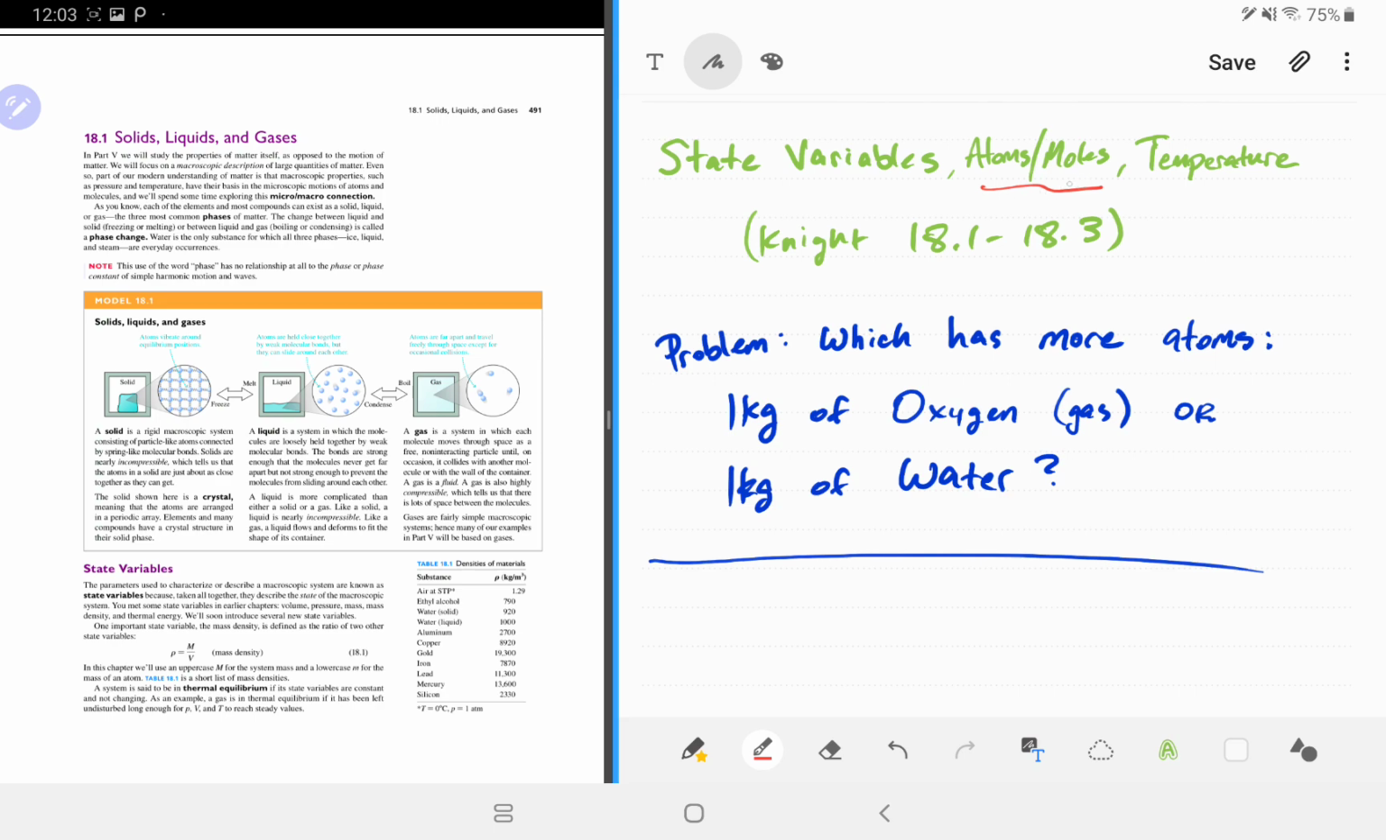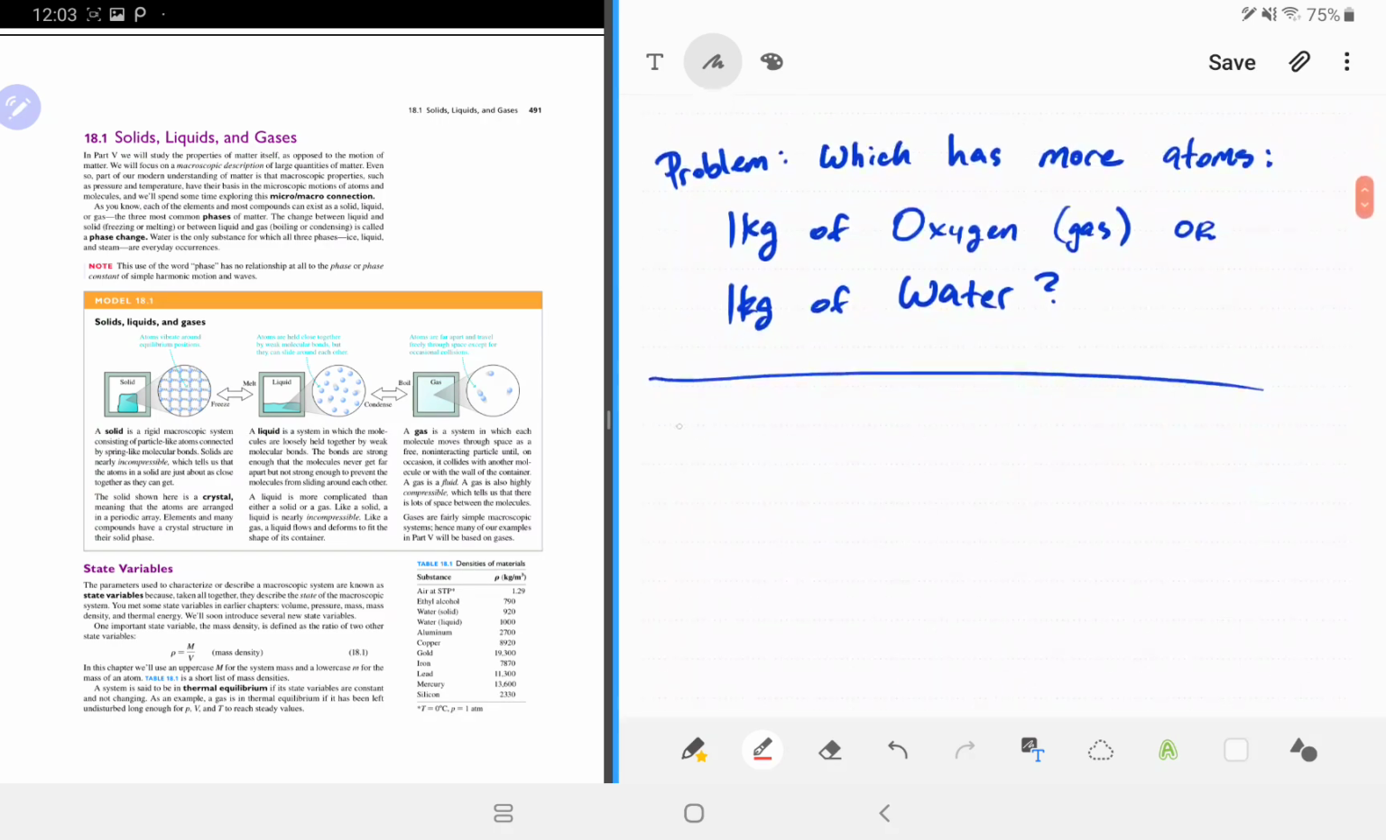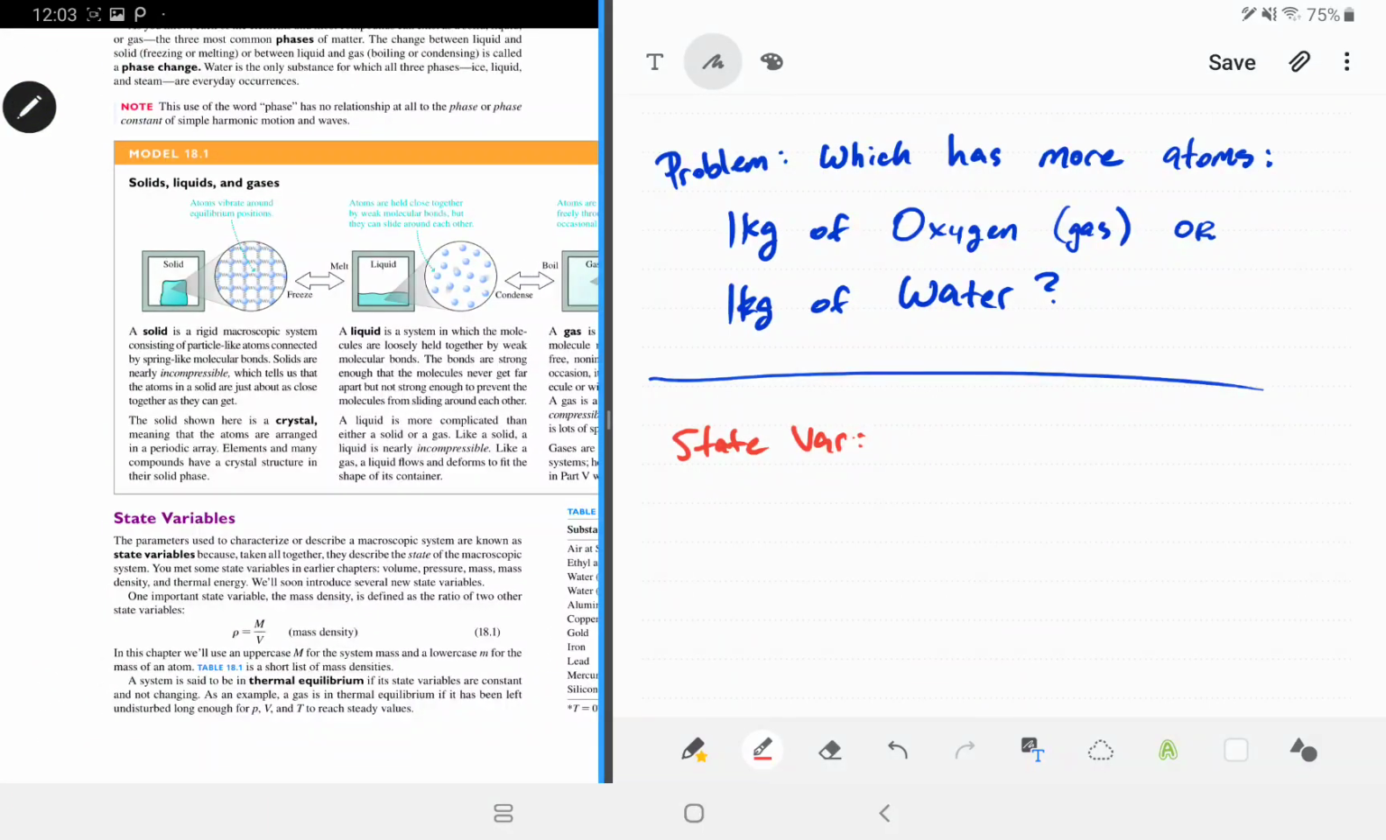But first, I want to just quickly mention what state variables are, just so you're familiar with the term. Your book mentions that a state variable is any parameter used to characterize or describe a macroscopic system. So you'll be hearing the words macroscopic and microscopic a lot. Microscopic is dealing with a single or just a few atoms or molecules, whereas macroscopic means it's of the size of like millimeters, centimeters, meters, something that we can see with our eyes. So it's going to involve a great number of particles. So a state variable is anything that is used to describe the state of the system.